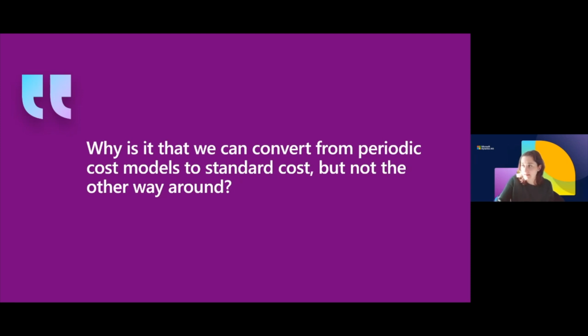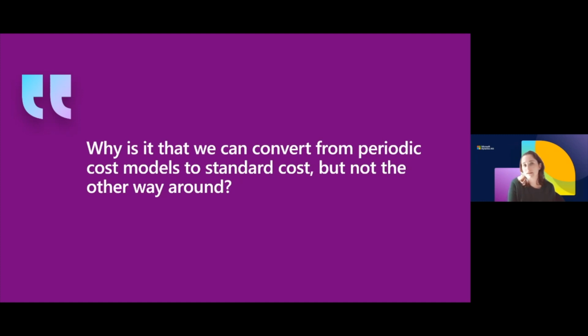I'll take this answer. The short answer is standard cost doesn't look at any previously occurring transactions to determine what the cost of an issue or receipt is. It just looks at the standard cost at the time of posting that's active for that date range. So when we change from a periodic model to standard cost, all we really need is that standard cost that we're going to use for those transactions.